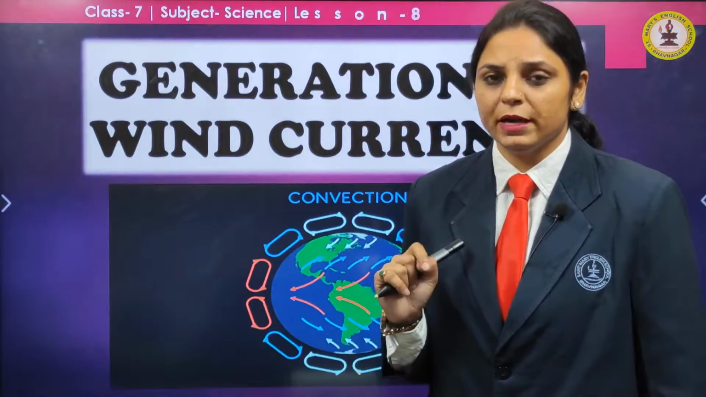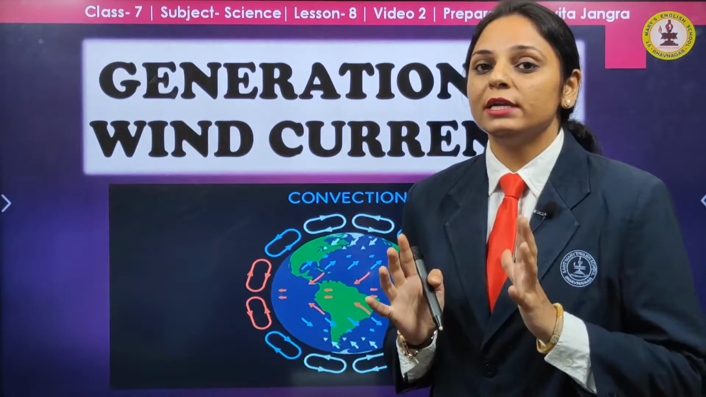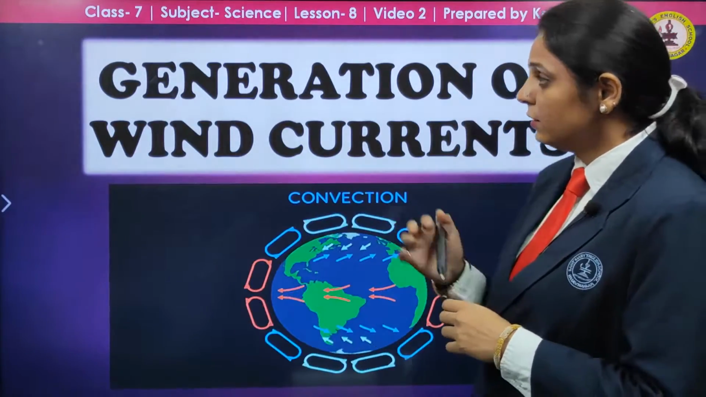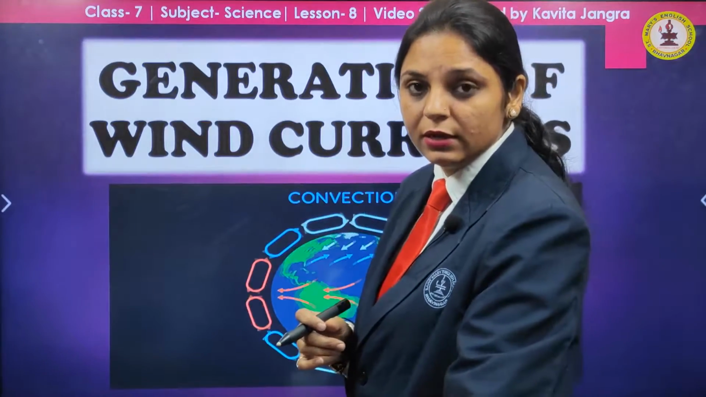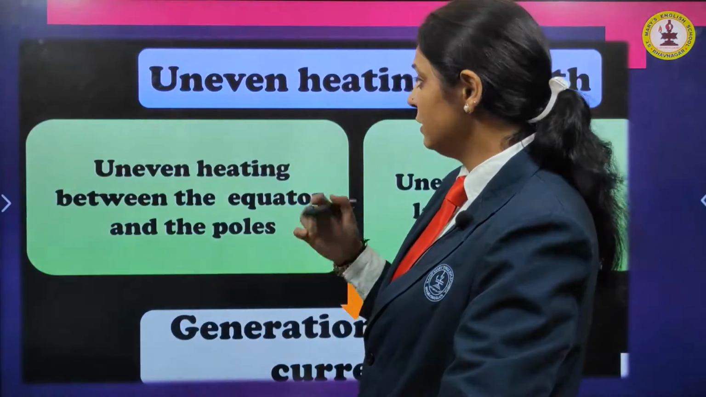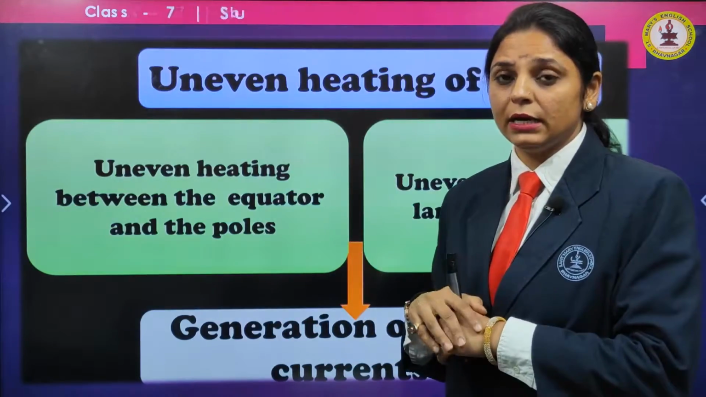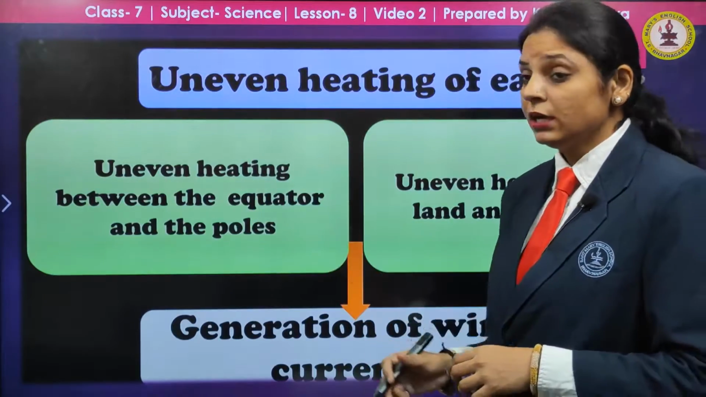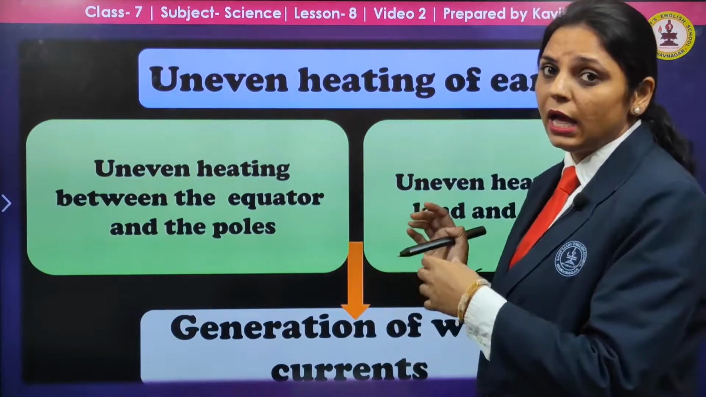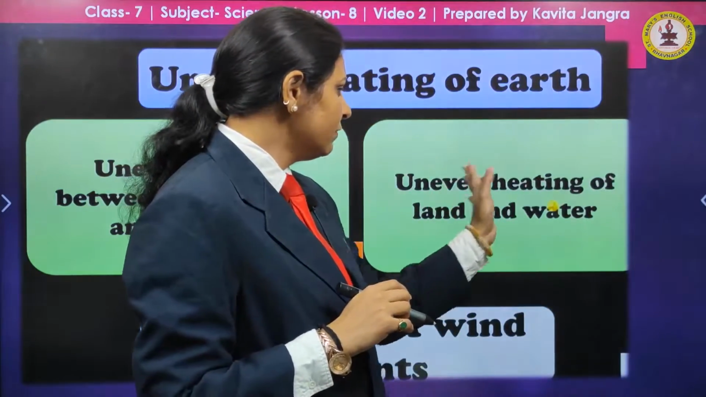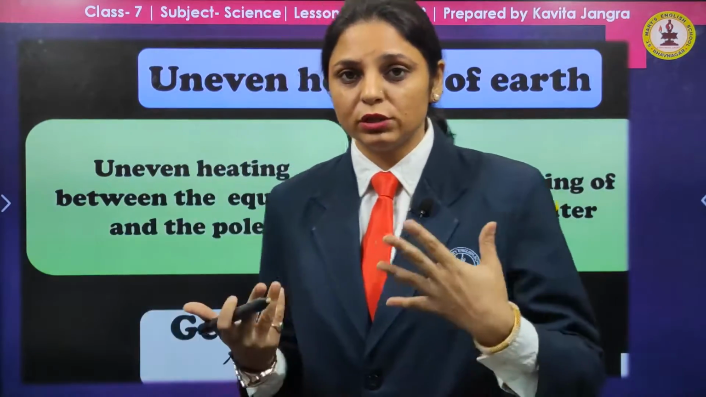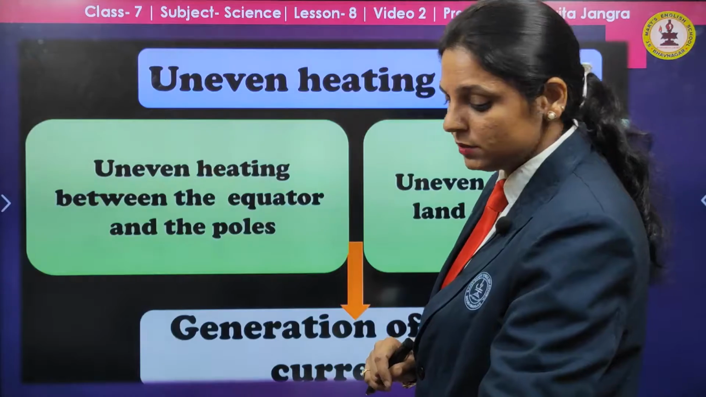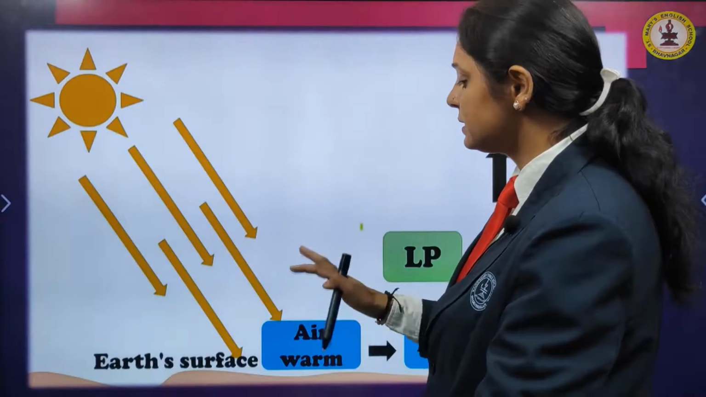Now coming to the main topic. These topics were explained to understand how winds are generated. Now the main topic here: how wind currents are generated. Convection current, which we studied in the heat chapter. If you don't know about it, read it again. How does wind occur? This is due to the uneven heating of the earth. Uneven heating between the equator and the poles, and the second part is uneven heating on land and water. Because on the earth both are present, the equator and poles will generate the wind currents. Let's understand how they generate the wind current.